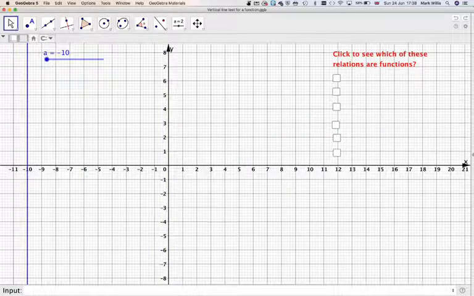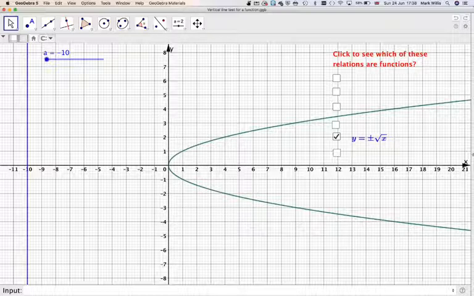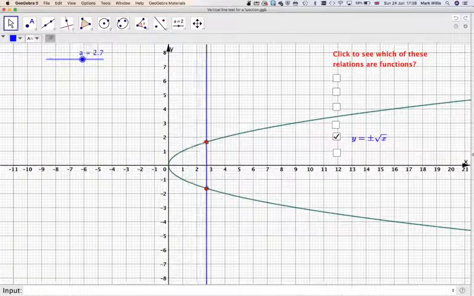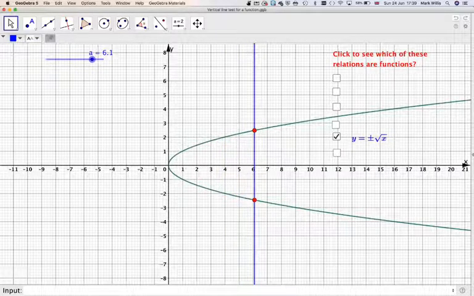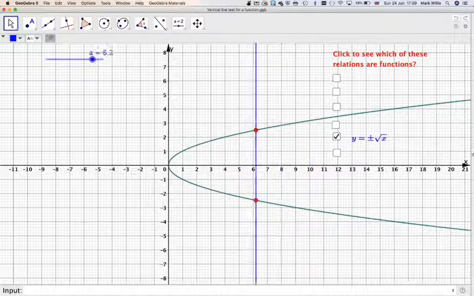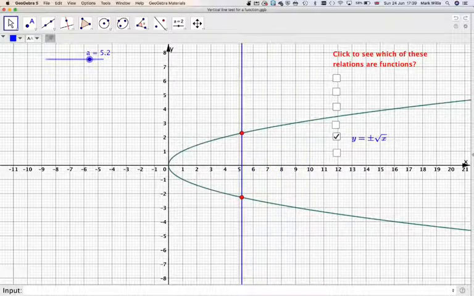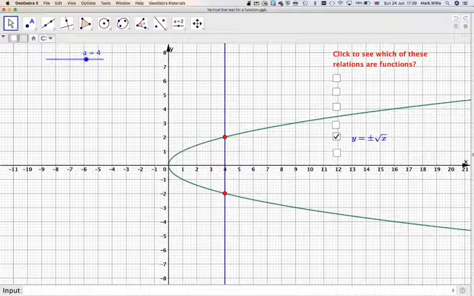Now if we consider y = plus or minus the root of x, or you could call this x = y squared, and we move our vertical line across here, the red dot appears twice, and therefore this is not a function. If we take this point here, 4, x is 2, we've got that 4 maps either onto 2 or -2, so it doesn't just map onto one thing. So this is called a one-to-many relationship. This is not a function.